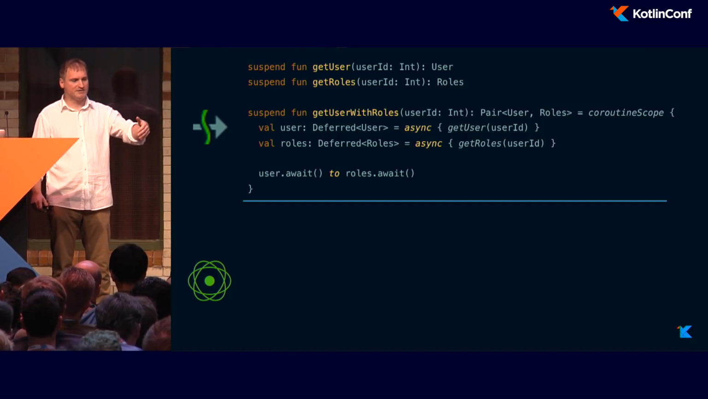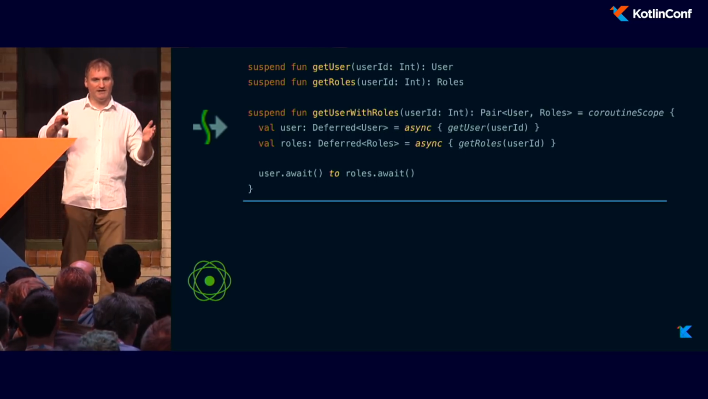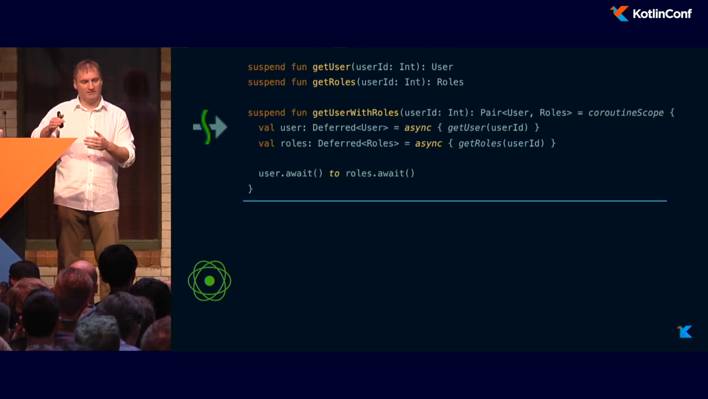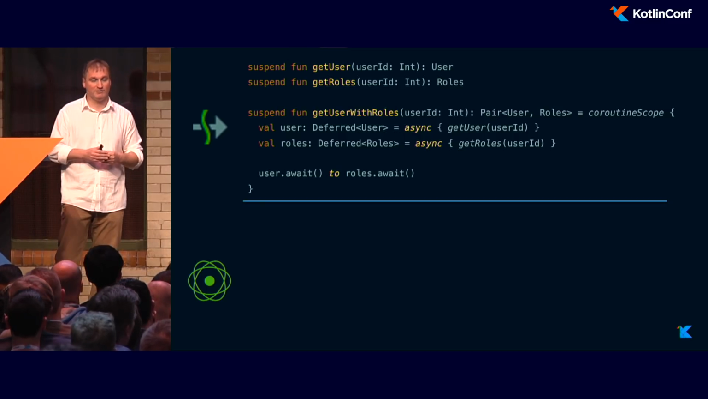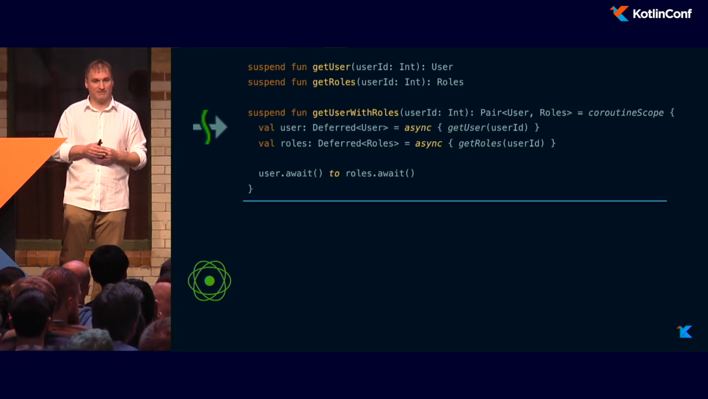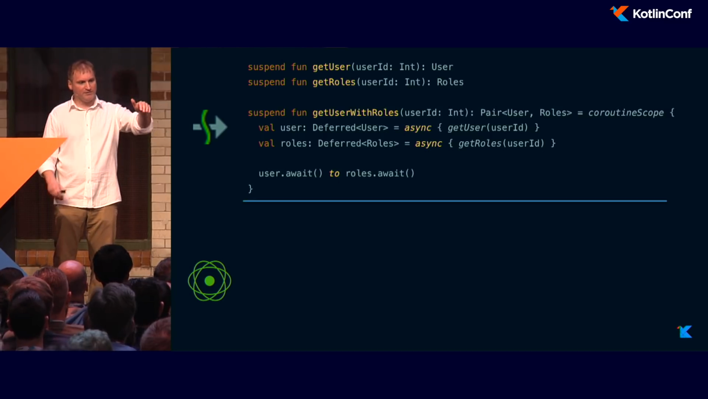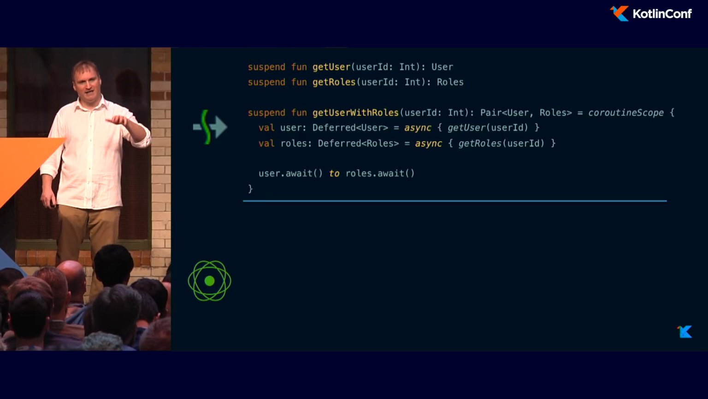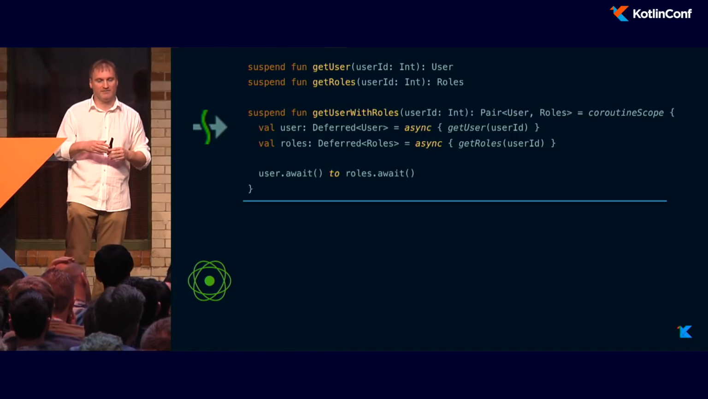So in our code, we first call await on the user. We would wait a long time to get that user, only to call await on the roles to get the exception. That's not a nice thing. What we would like is to get that exception as soon as we can. And this is actually what coroutine scope is also used for. Those two coroutines created with async are children of this coroutine scope. And if any of the coroutines fails, then the coroutine scope will cancel all the rest of the coroutines.